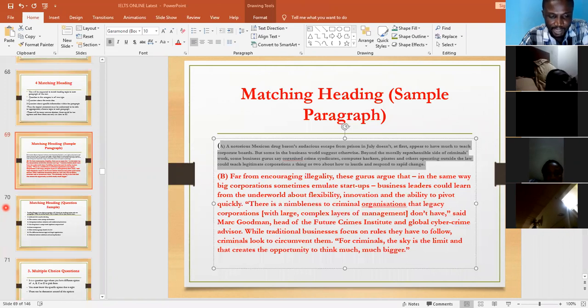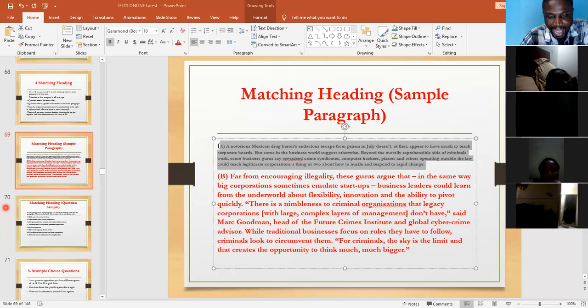There is a nimbleness to criminal organizations that legacy corporations with large, complex layers of management don't have. The first part was talking about the fact that corporations learn from startups. It's a continuation of what happened. The way they learn from startups, they can actually learn from criminals. And it's now saying that these are qualities that criminals have that corporations do not have.